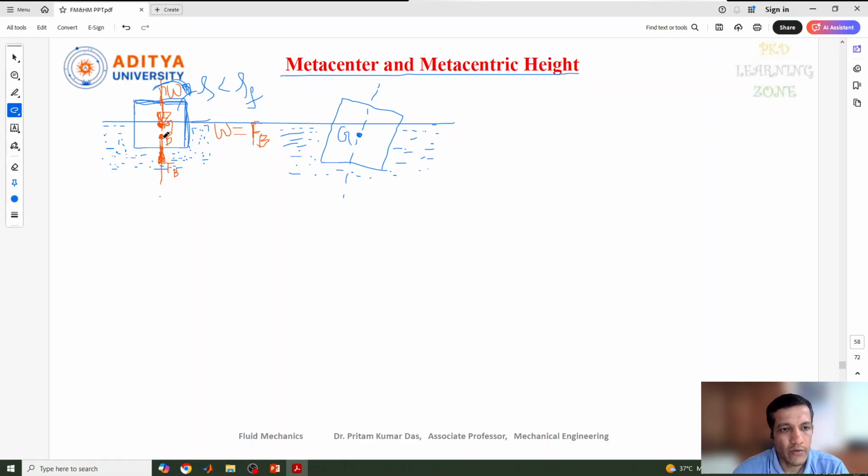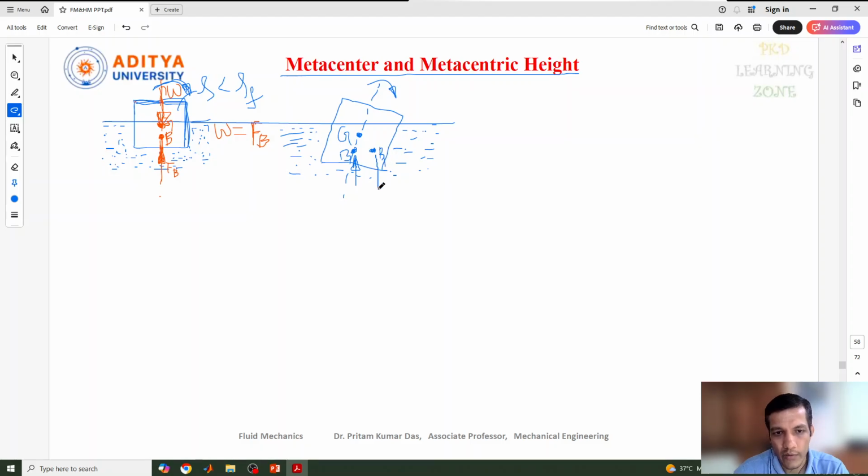Now the B point, which was initially at this position, after this rotation, after tilting the body, is going to change. The B point which was there previously is going to change from this B point to the B1 point. The point G is the same, it is not going to change, but the force of buoyancy which initially acted at this B point is going to change from B to the B1 point.